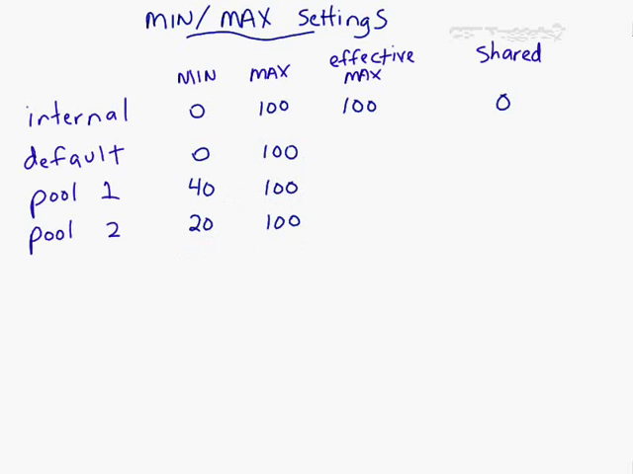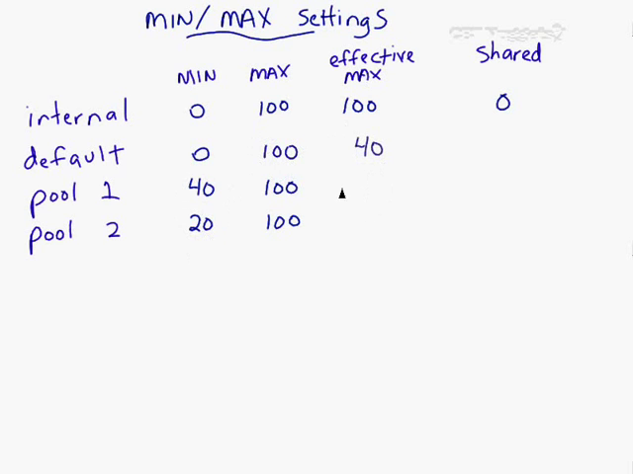If we're going to calculate the effective max setting, we pretty much just ignore the setting for the internal pool, and for each one of these we want to determine the effective max. As I mentioned, the effective max is the lesser of these two values. It's going to be the lesser of the configured max, so 100, or 100 minus the sum of the other pool mins. In other words, 40 plus 20 is 60, 100 minus 60 is 40, so the effective max right here is 40.